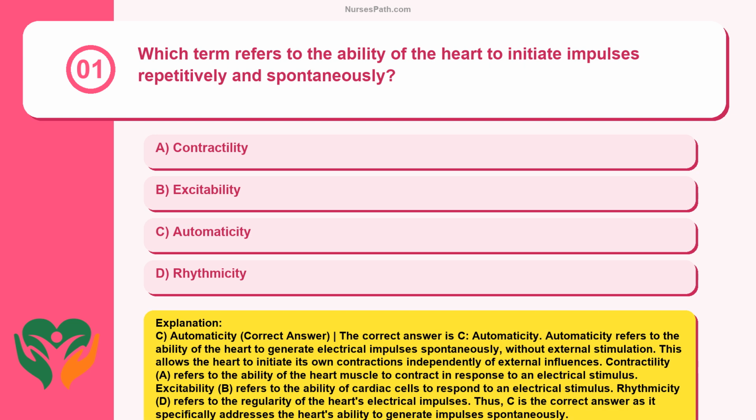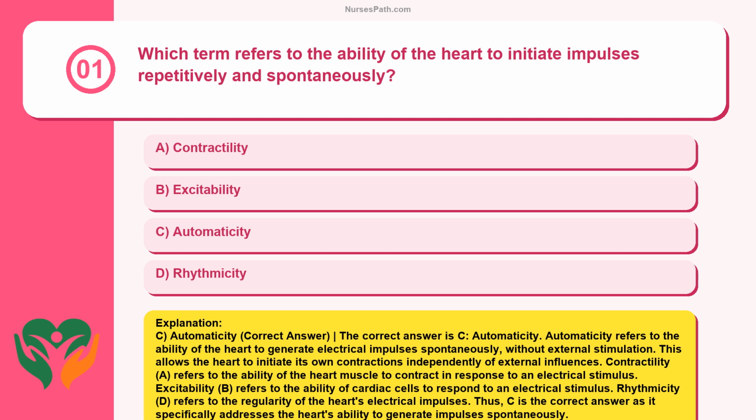C. Automaticity. Correct answer. The correct answer is C. Automaticity refers to the ability of the heart to generate electrical impulses spontaneously, without external stimulation. This allows the heart to initiate its own contractions independently of external influences.